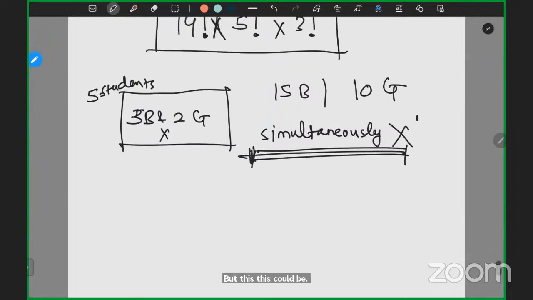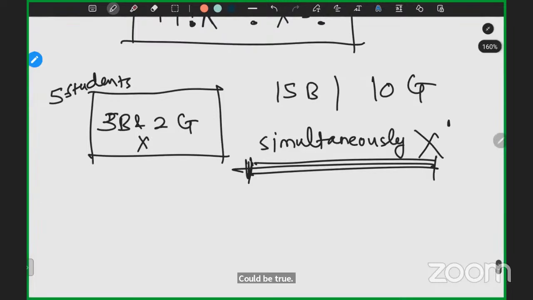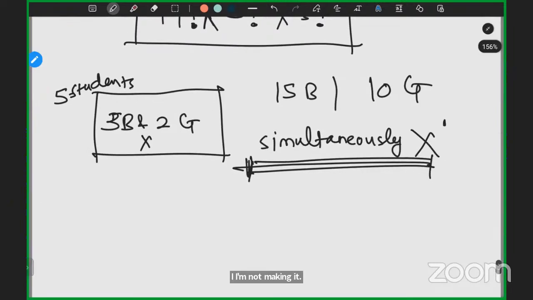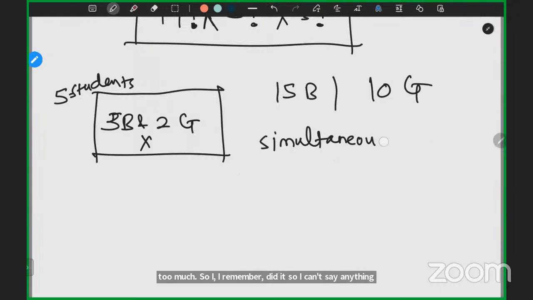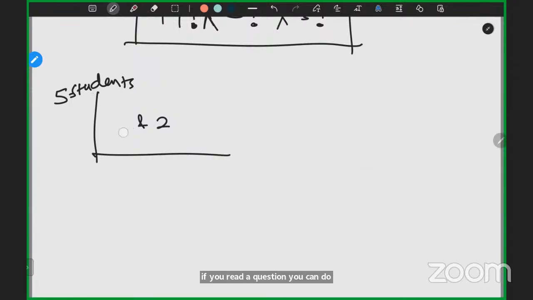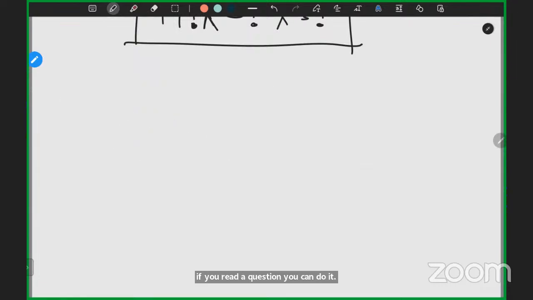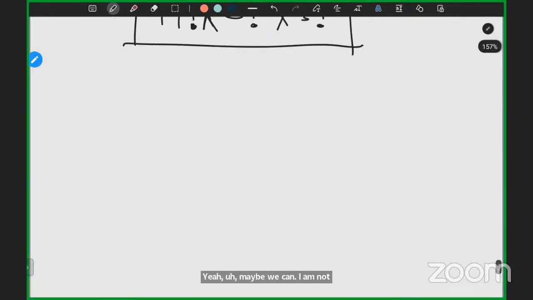Sir, we can easily identify this by just seeing the question, I think, if we practice some questions. Yes, that's what I do. I don't generalize too much, so I never did it, so I can't say anything. But if you read a question, you can do it. So, sir, we can't generalize or categorize it, like audible, non-audible. Maybe we can, I am not sure, but you can read a question and then make a judgment whether it is simultaneous or not.